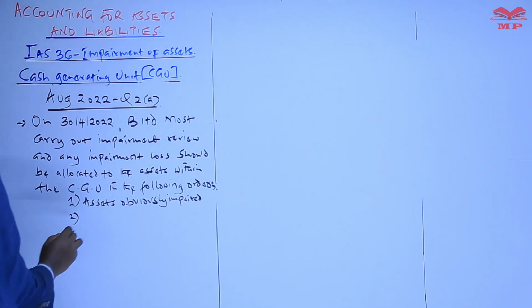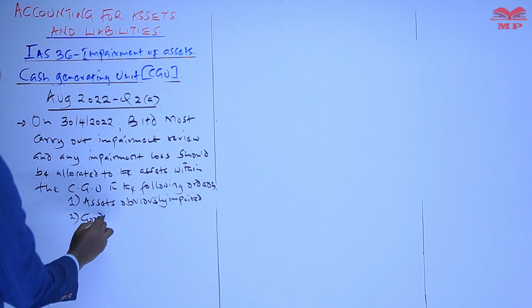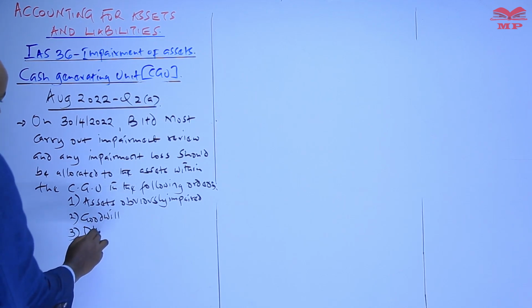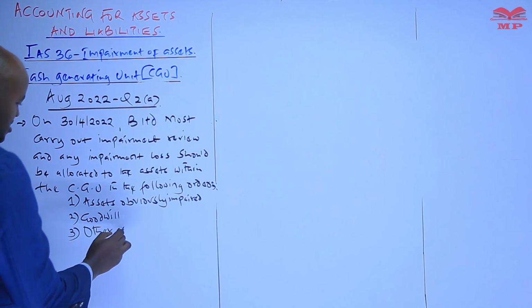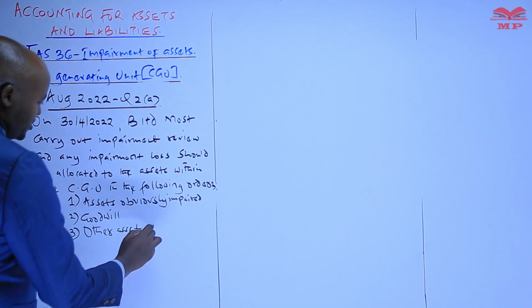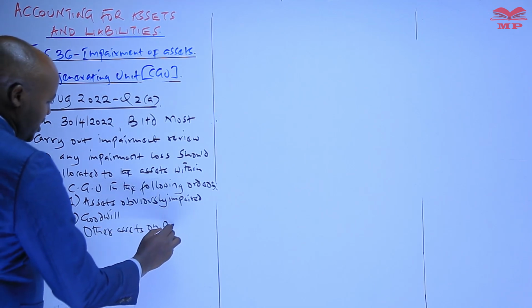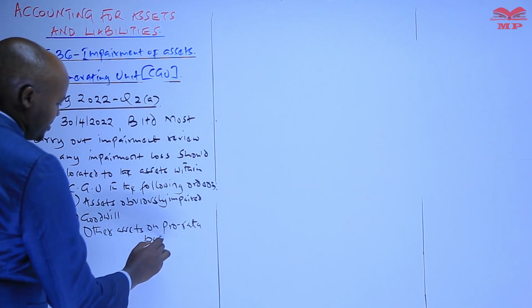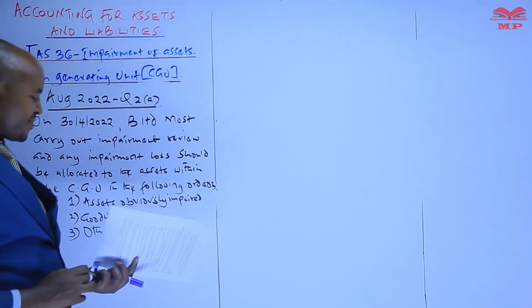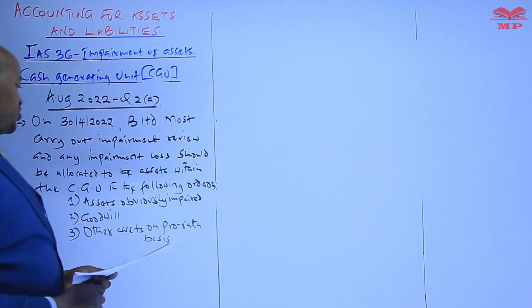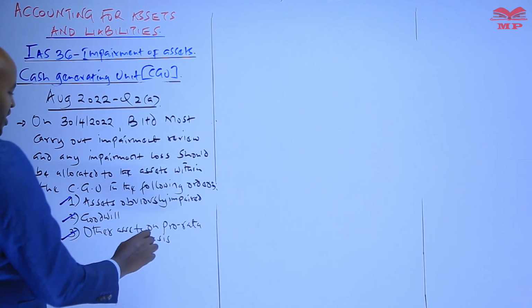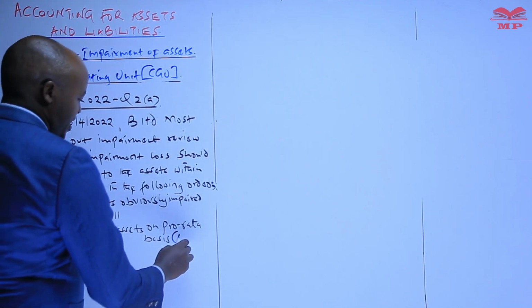Number 2, we allocate to the goodwill within that cash generating unit. And finally, to other assets, on a pro rata basis. On a pro rata basis means that when allocating the impairment loss to the other assets within the CGU, we allocate that particular impairment loss based on the net book value of the other assets.